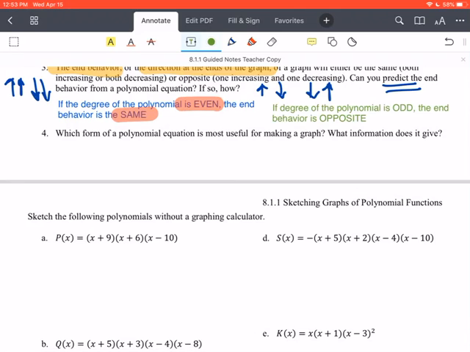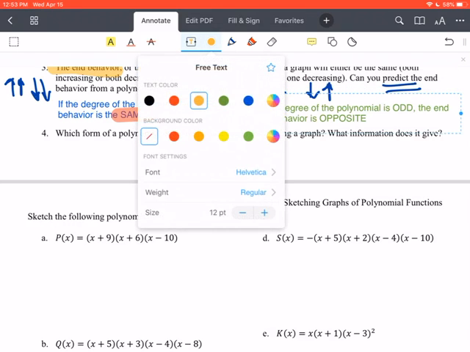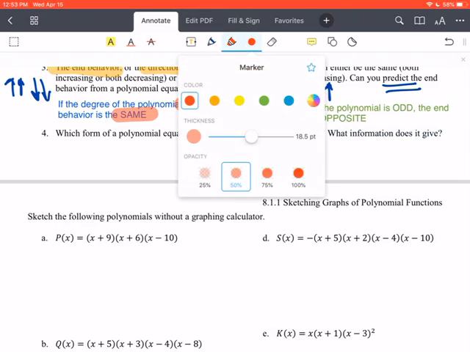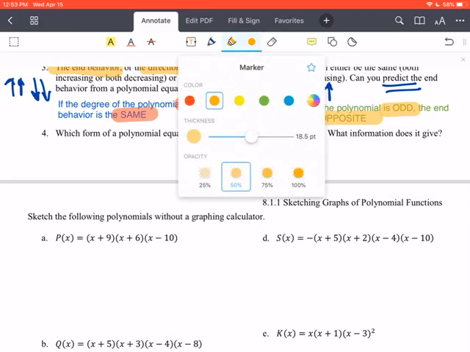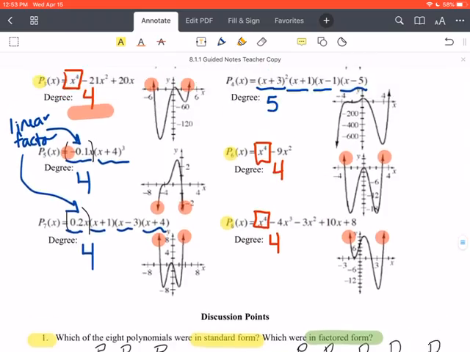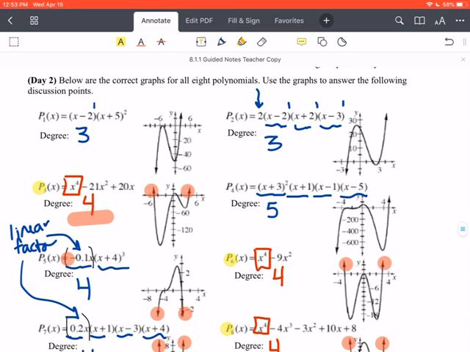Okay, so on this we are going to use orange. So if we have an odd degree, whoops, I want orange for my highlighter. If we have an odd degree, the arrows are going to be opposite, which you can see right above what I typed out with those blue arrows. Okay, so let's go back in our picture to check that this is true. If we look at P sub 1, the first arrow points down, the next arrow points up. On P sub 2, 3 is an odd degree. The first arrow points down, the last arrow points up.